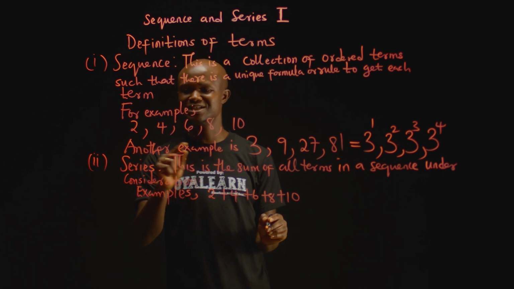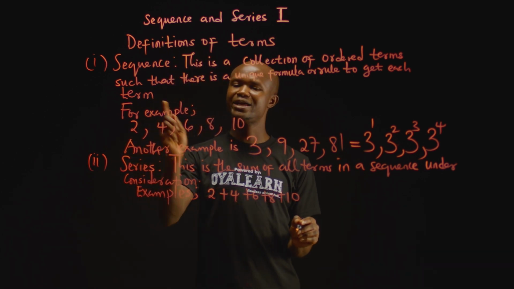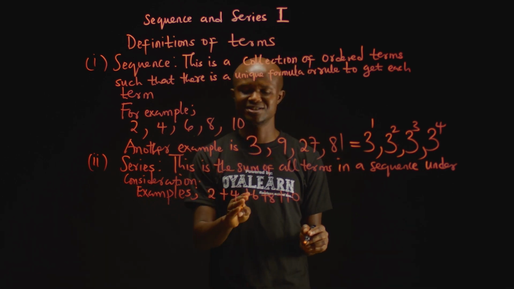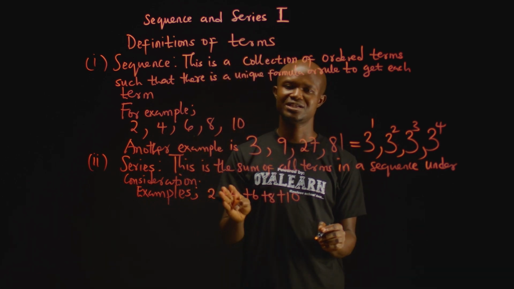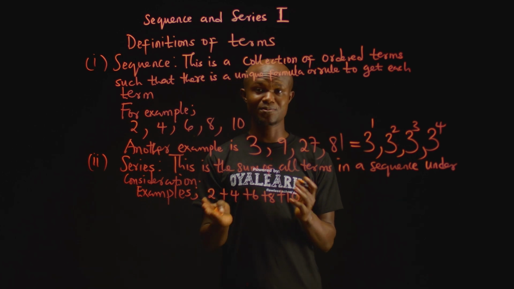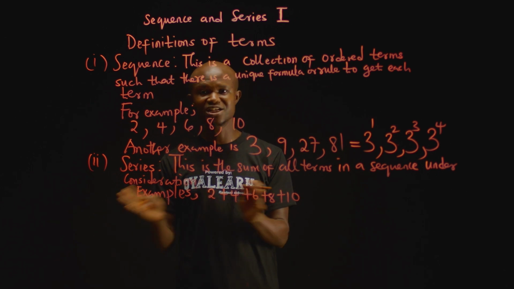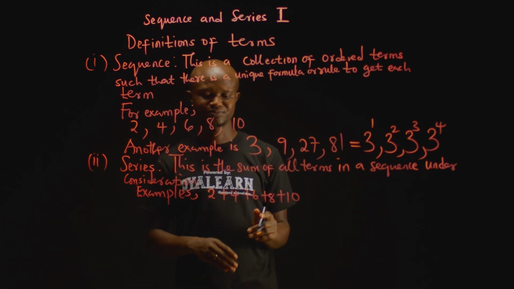This is a sequence. You see that for a sequence, there is a comma in between each term. But for a series, there is a sign of addition in between each term. And in some cases, we can have subtraction in between also, depending on the kind of number you are adding.